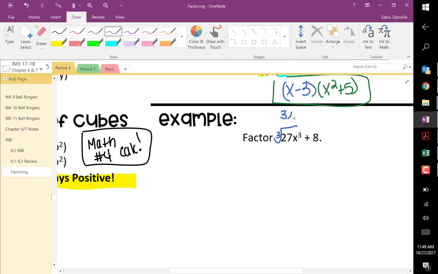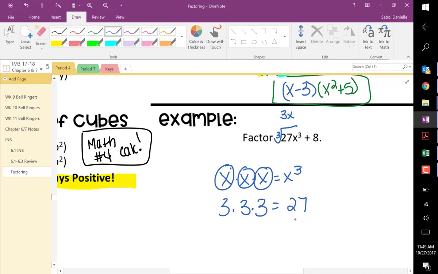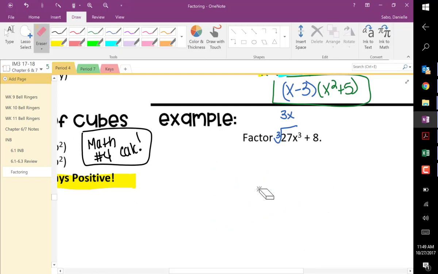Because why? Think about this. You don't have to write this down. But think, x times x times x gets me x cubed. That's what you're looking for. You only have one of them. You have one x. Think about 27. 3 times 3 times 3 is 27. That's where this is coming from. You're asking yourself, what times itself will get me that number? That's why it's 3, and that's why it's x. Does that make sense? Because 3 times 3 times 3 is 27. So that's why that is.